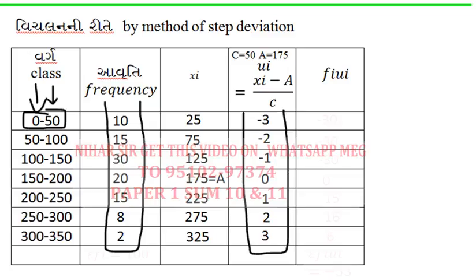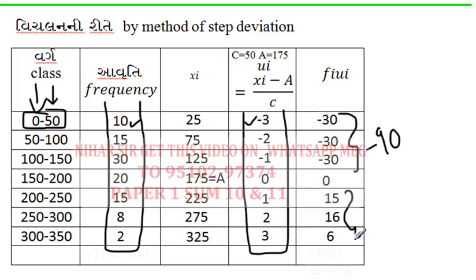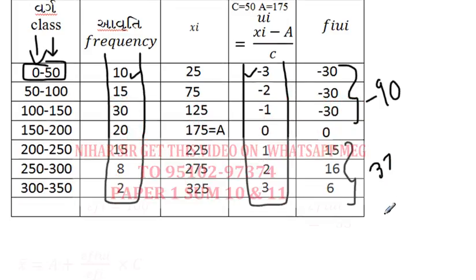So I will keep adding. It is 10 into 3, so minus 30, minus 30, minus 30, 0, 15, 16, 6. Now minus 30, minus 30, minus 30, that's minus 90, and this is 31 plus 6, 37. Now subtract 37 from 90, that's 53, and 53 will be given the minus sign because the bigger number is 90 and it has the minus sign. So sigma fi ui is minus 53.